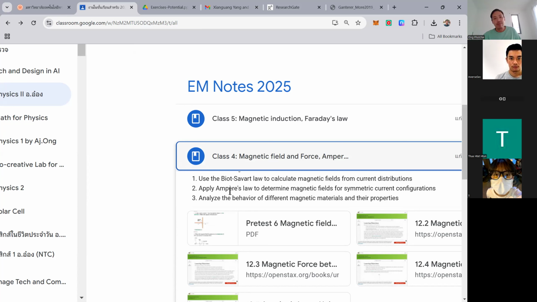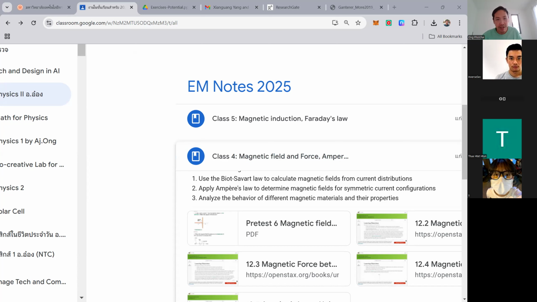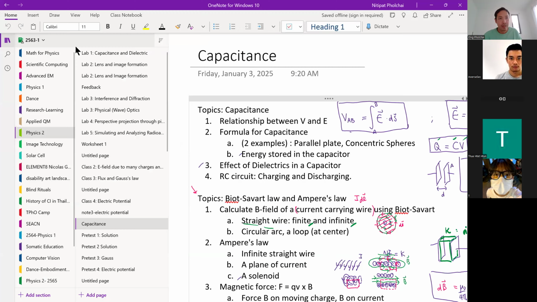The second point is about Ampere's law. Ampere's law is similar to Gauss's law. And the last one we'll talk about is the magnetic force, F equals QV cross B. Let me look for the sheet I drew yesterday. I found it. Okay, here we go. Let's take a look at the summary of the formulas for this part.